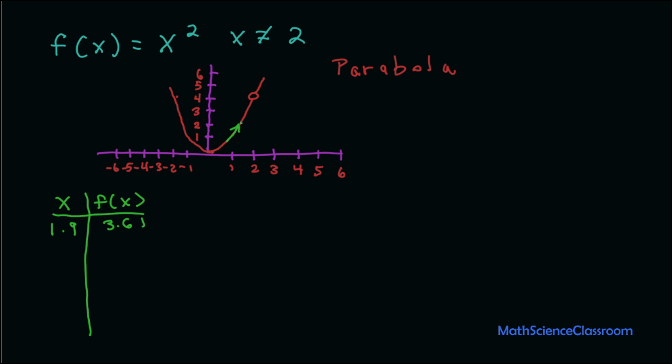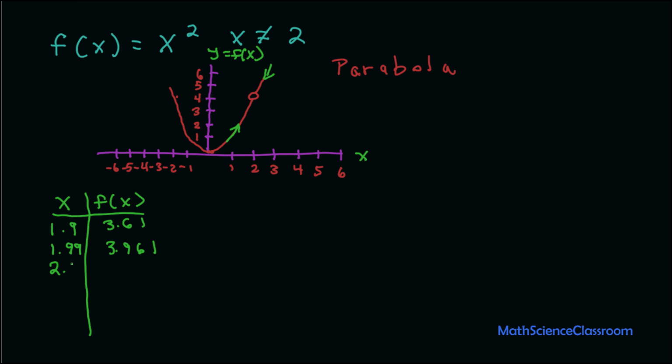Now we want to get even closer to x equals 2, so we're going to try 1.99. When we square 1.99 in our calculator, f of x is 3.9601. So we're getting closer and closer to the value of 4. I want to make sure that we're aware that our vertical axis is y equals f of x and our horizontal axis is x. So we're going to come from the other direction and examine those values.